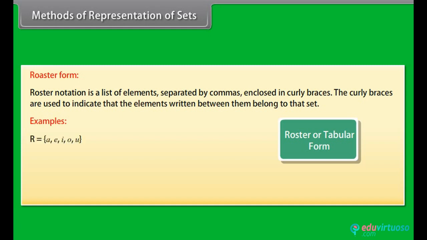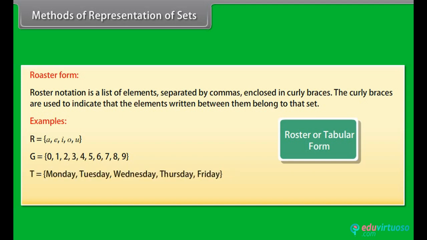R is equal to {a, e, i, o, u}. G is equal to {0, 1, 2, 3, 4, 5, 6, 7, 8, 9}. T is equal to {Monday, Tuesday, Wednesday, Thursday, Friday}.